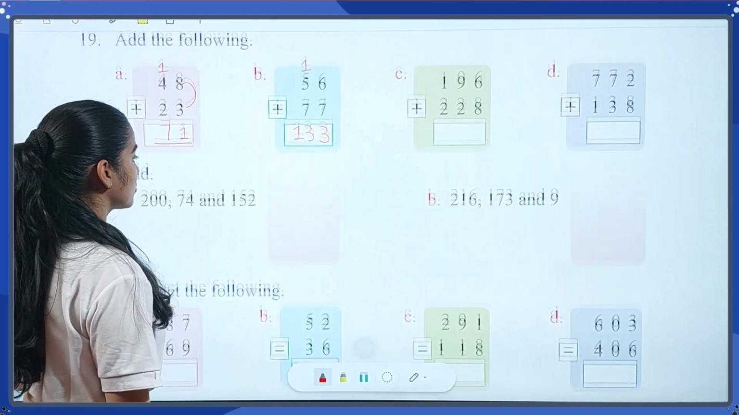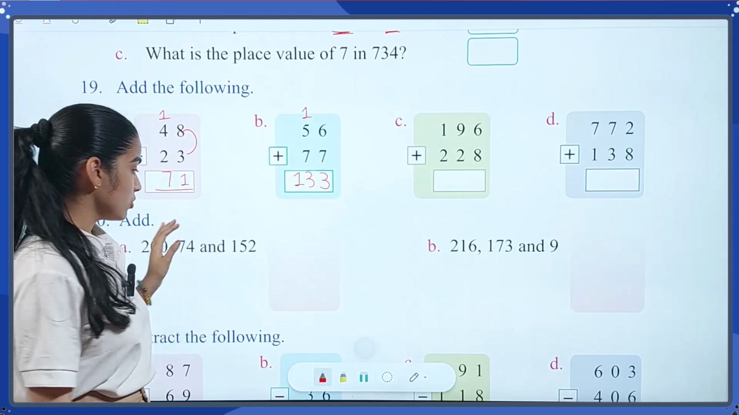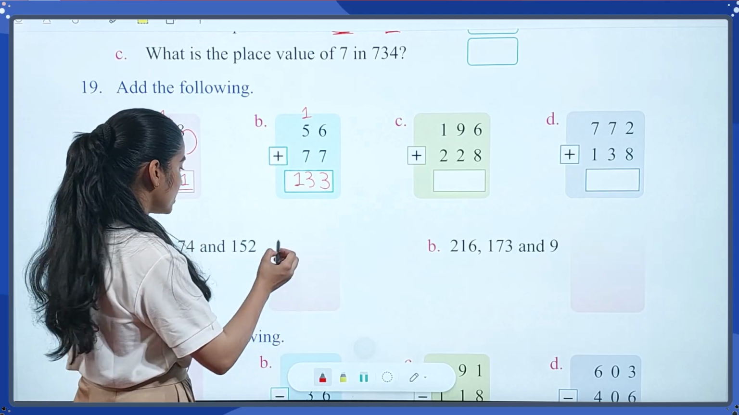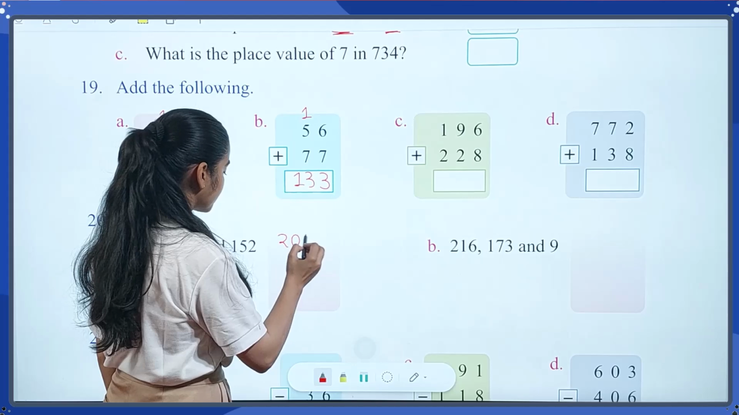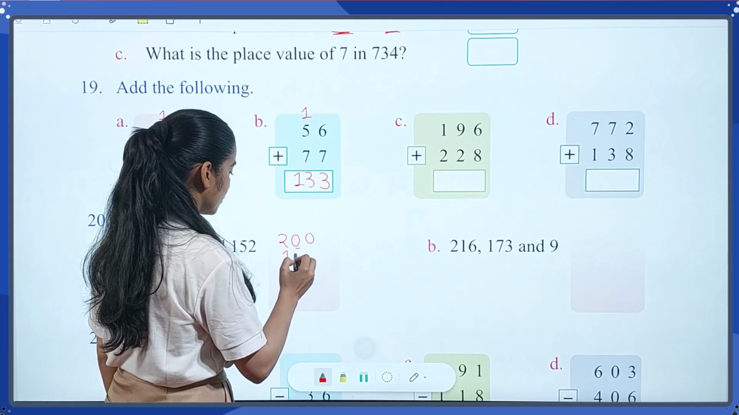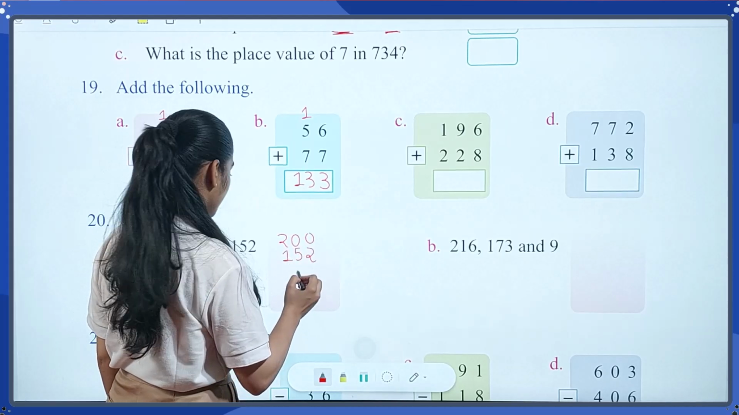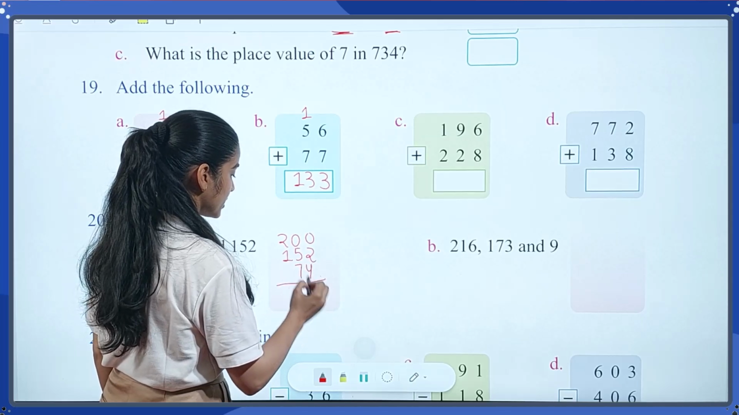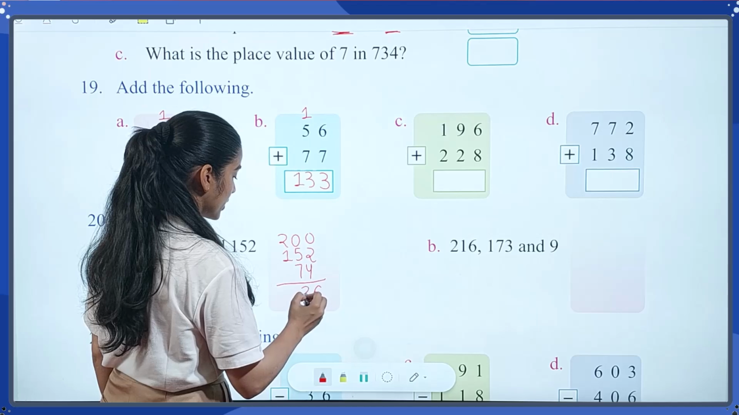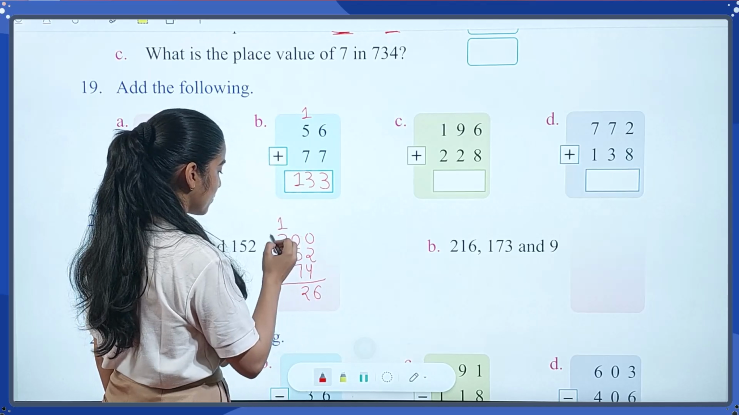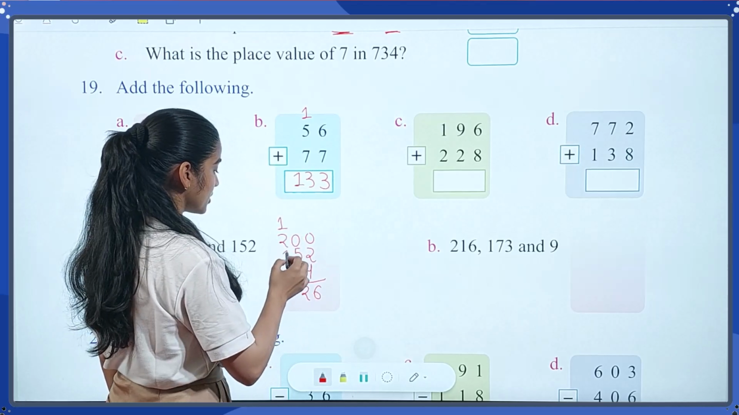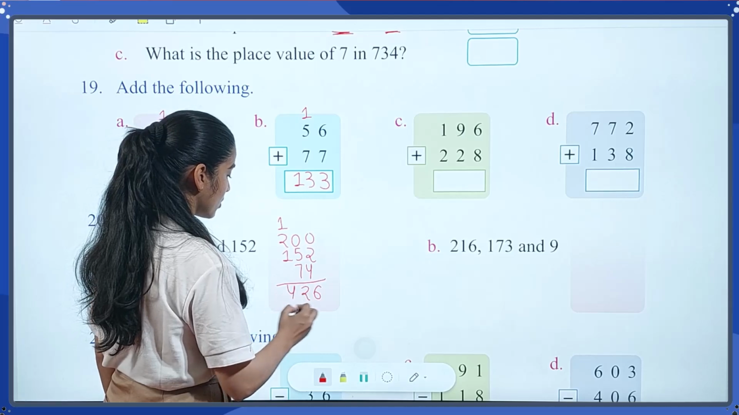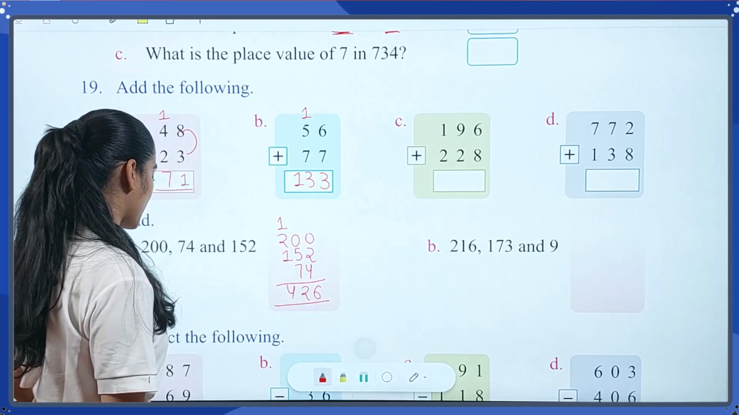Now add this. So first we have to arrange it into a column base. First write 200, then 152, and after 152 you have to write 74. 2 plus 4 is 6, 5 plus 7 is 12, 1 is passed to the other addends, 2 plus 1 is 3, 3 plus 1 is 4. So 426 is your final answer.